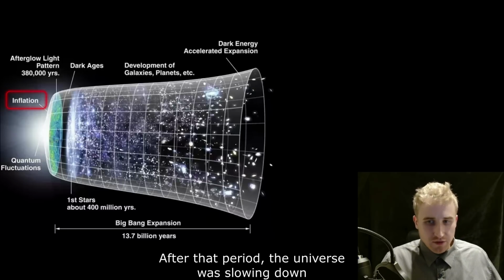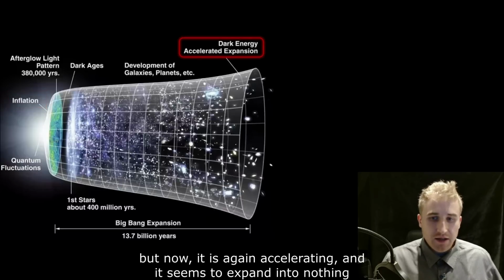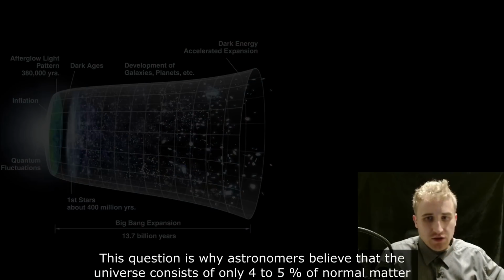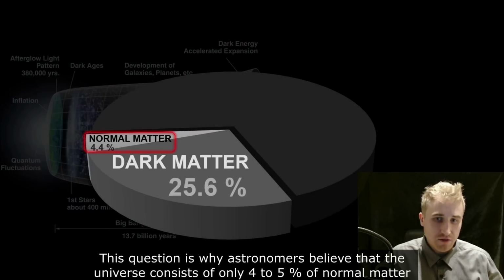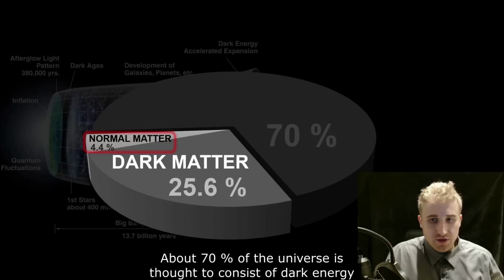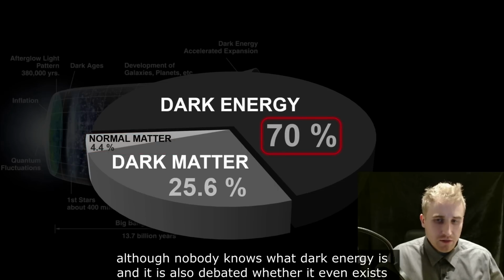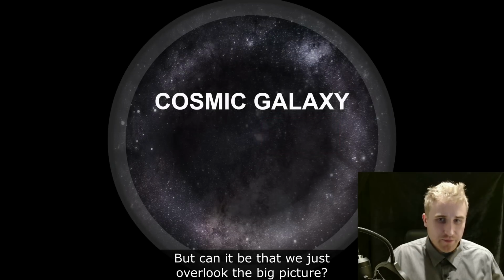After that period, the universe was slowing down, but now it is again accelerating, and it seems to expand into nothing. But what is it that drives this expansion? This question is why astronomers believe that the universe consists of only 4 to 5% of normal matter. About 70% of the universe is thought to consist of dark energy, although nobody knows what dark energy is, and it is also debated whether it even exists. But can it be that we just overlook the big picture?